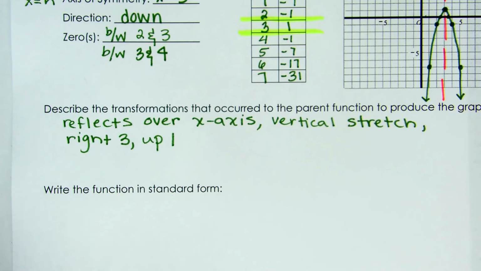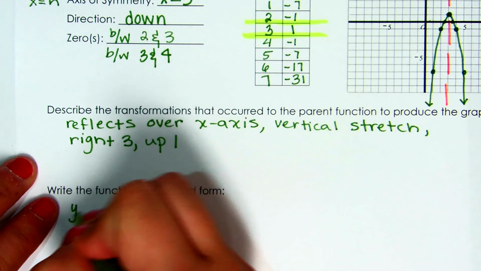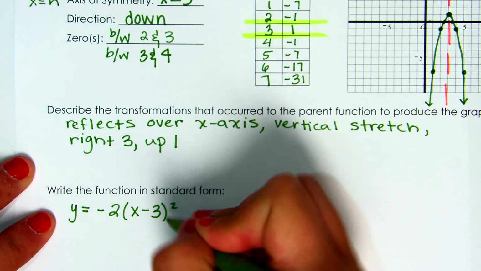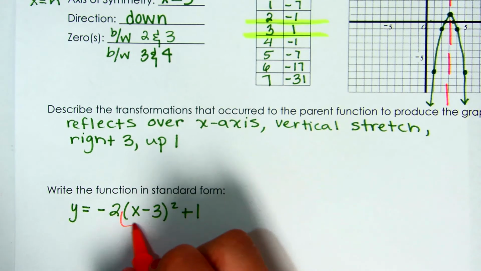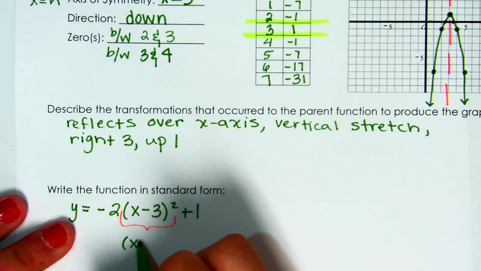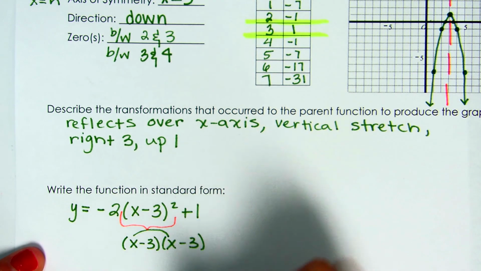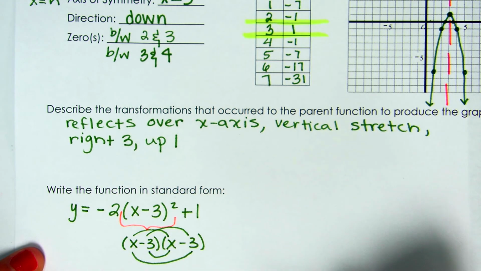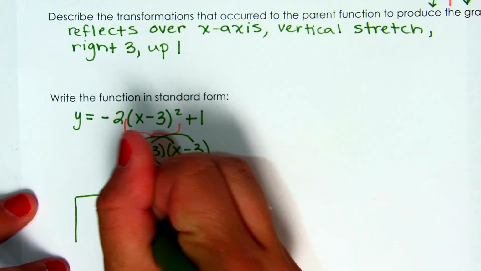The last thing that it asks me to do is to write my equation in standard form. My equation, y equals negative 2 x minus 3 squared plus 1. I always start by squaring the parentheses. What that means is x minus 3 times x minus 3. You can FOIL first, outer, inner, last, or you can box method. Most of you like to box method, so we'll show that also.